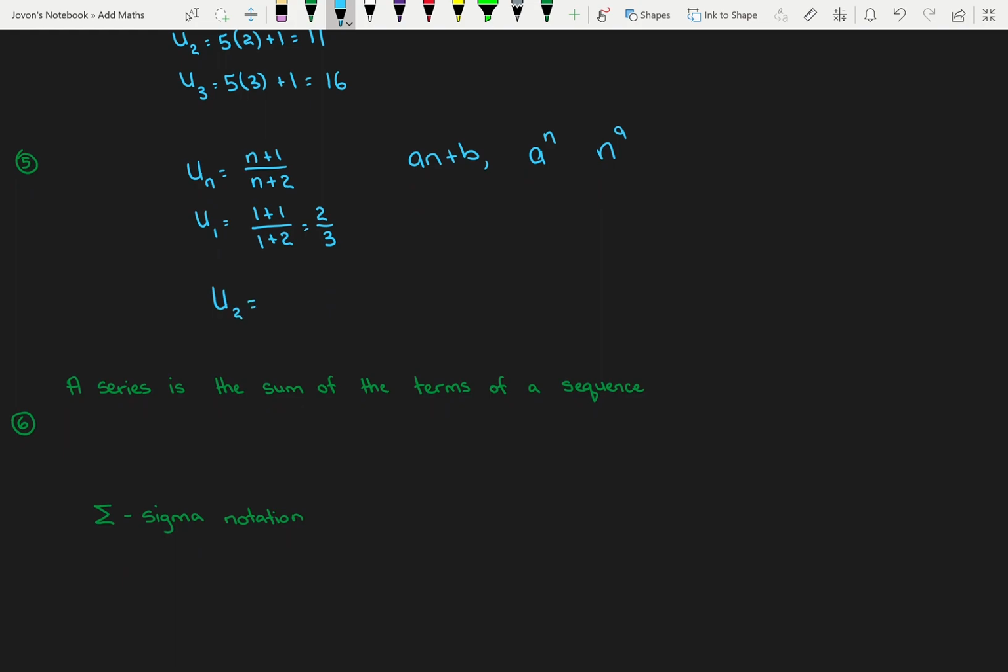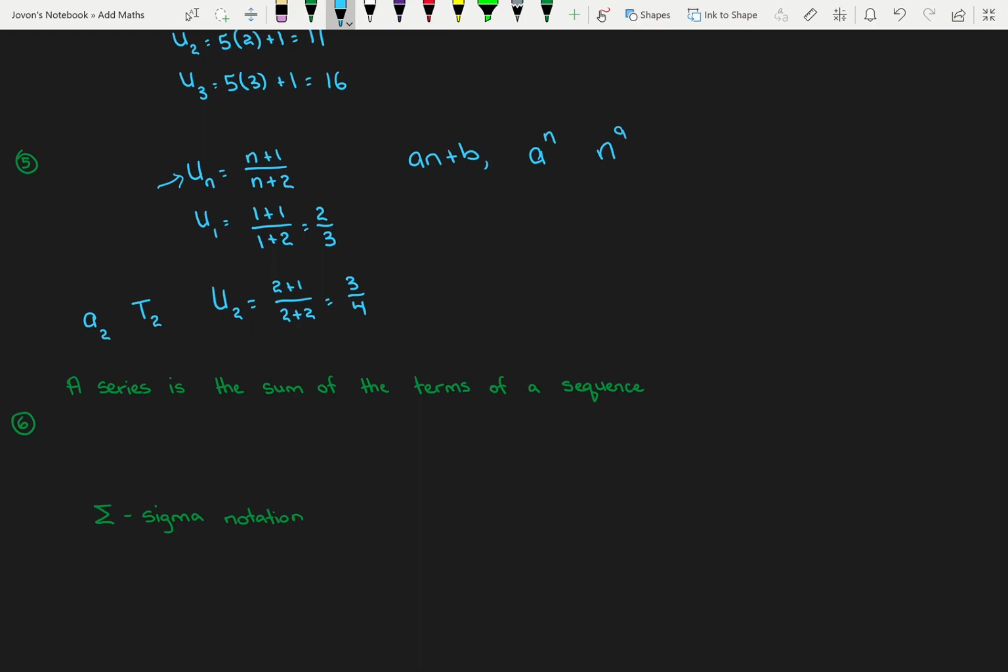Again, it could be u of 2, it could be t of 2, or it could be a of 2, anyone, whichever works with you, or more in particular, which one they give the equation in, right? So if they give you u of n, I would recommend that you continue using u, okay? So u of 2 would be 2 plus 1 over 2 plus 2, which is equal to 3 over 4.